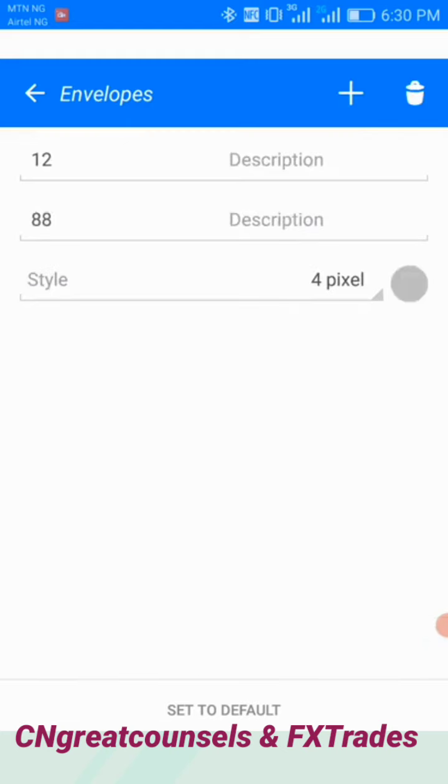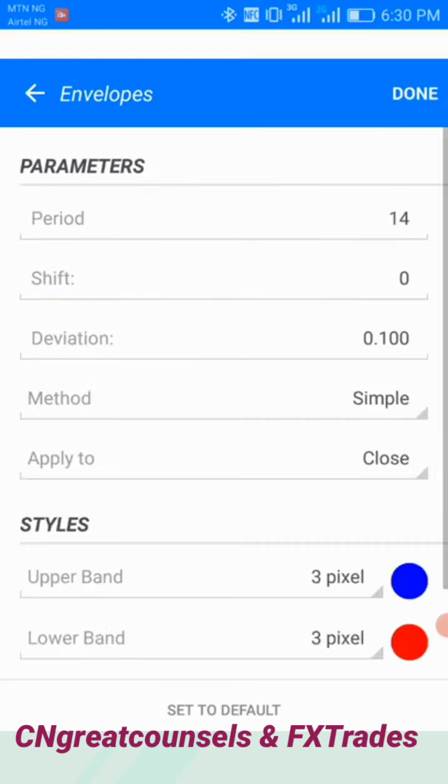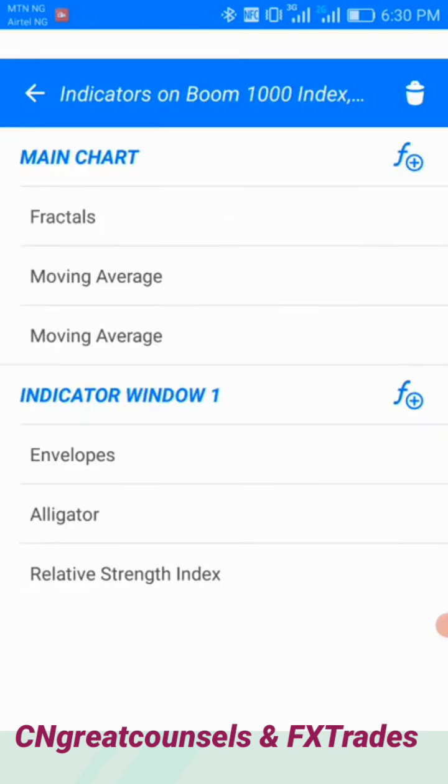Then the level doesn't really matter, but just put the levels 12 and 88. Then the style is 4 pixels, color is gray. It doesn't really matter, but just put it.